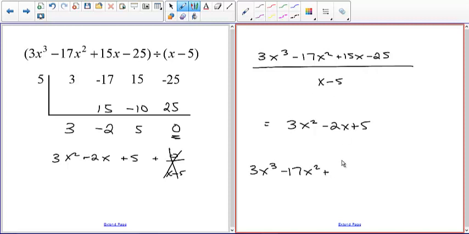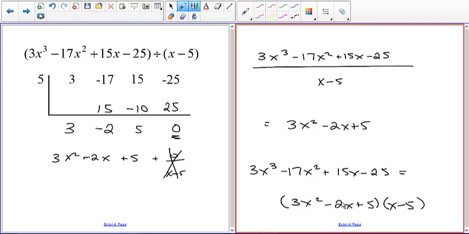Or one thing you can say is that the original function, you could cross multiply, and you could say 3x cubed minus 17x squared plus 15x minus 25 is equal to 3x squared minus 2x plus 5 times x minus 5. So we've taken a third order polynomial and made it into a second order polynomial times a first order polynomial.